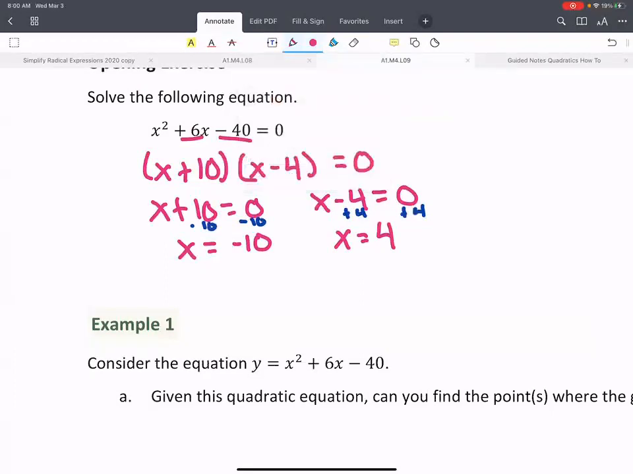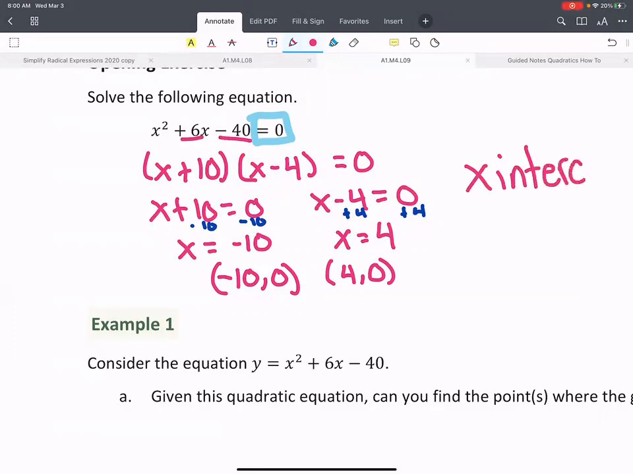Here's the cool thing. Do you see where we had set this whole thing equal to 0? Okay, guys, that's your y value. So when x is negative 10, y is 0. And when x is 4, y is 0. You now have two ordered pairs. Any guesses what those ordered pairs would be on the graph? Think to yesterday. Say it again. X-intercepts. Yes. You just found the X-intercepts, guys.